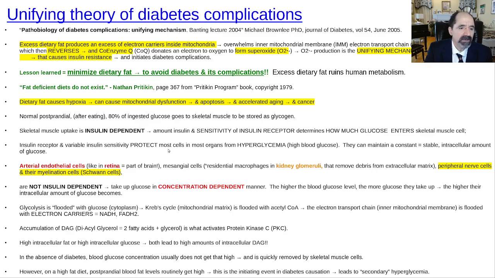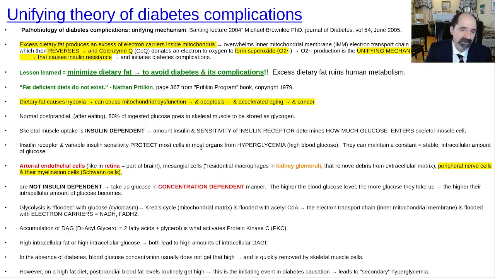Okay, so the main locations that are damaged with diabetes-related hyperglycemia are the arterial endothelial cells, especially like in the retina, and that's a frightening thing because the retina is really part of the brain. So who knows what's going on in a lot of the brain areas, and we'll talk about that in some other lecture because that gets more complex. But there's a good reason why Alzheimer's is sometimes called type 3 diabetes.